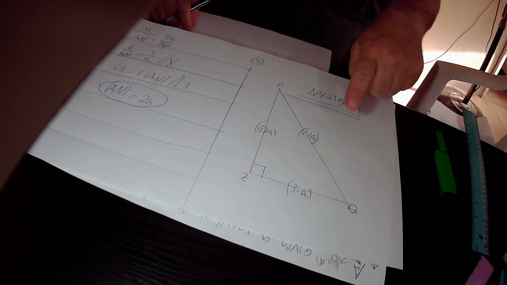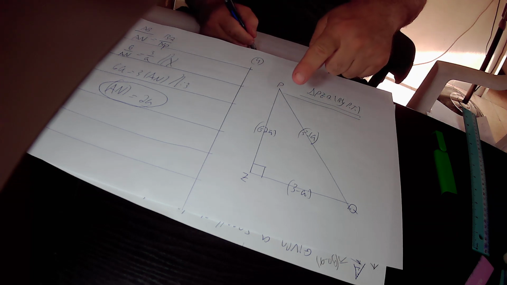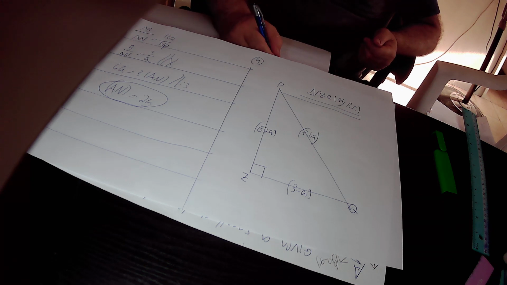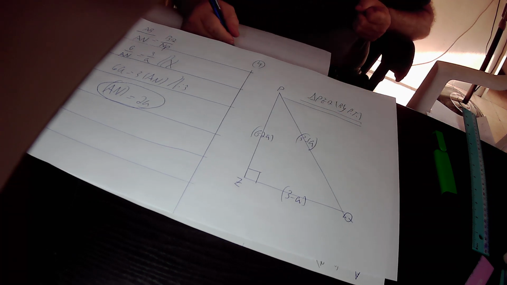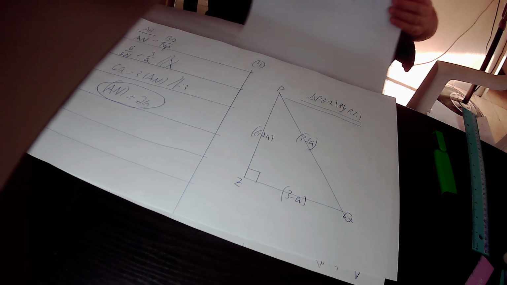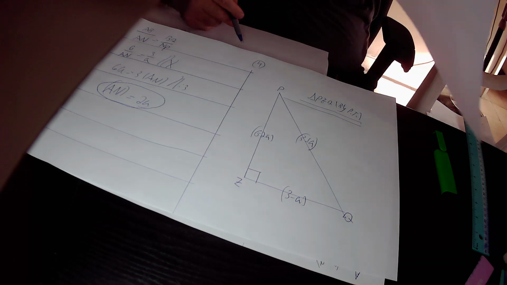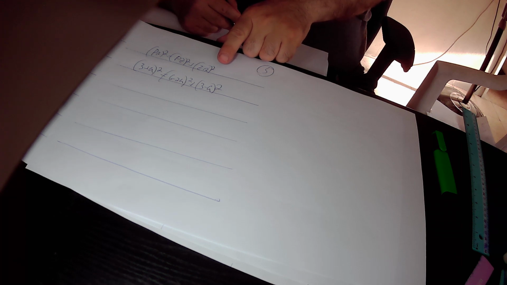The hypotenuse PQ is 3 plus A, therefore PQ square is 3 plus A square, and it equals PZ square. PZ is 6 minus 2A, therefore PZ square is 6 minus 2A square, plus ZQ square. ZQ is 3 minus A, therefore ZQ square is 3 minus A square. So in conclusion, according to the Pythagoras theorem, (3 plus A) square equals (6 minus 2A) square plus (3 minus A) square.